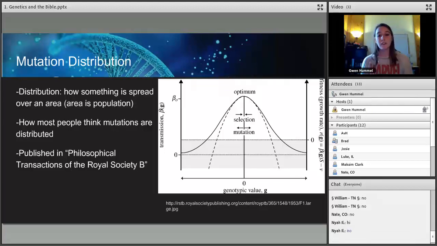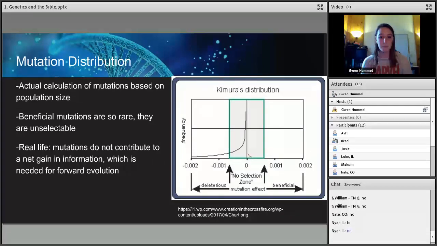So do we think this curve is realistic, this nice happy bell curve of the way mutations distribute throughout a population? Not really. So when we look at actual mutation distribution, this is a very popular graph seen in population genetics when we're looking at the genetics of our whole population. It's called Chimera's distribution. And this is an actual calculation of mutations based on population size. So when we look at this graph, we see the words deleterious on the left side. This means mutations that delete information, that take information away. These are usually bad mutations.